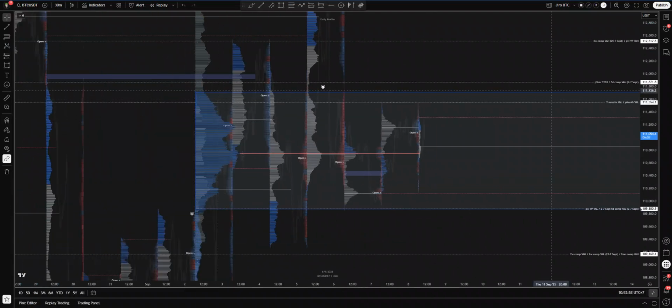In summary, 5-day composite value area, rotational within. Okay, we have power high here as well and power low here as well. We'll mark that down.